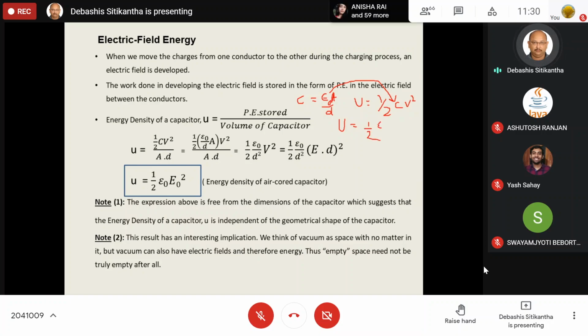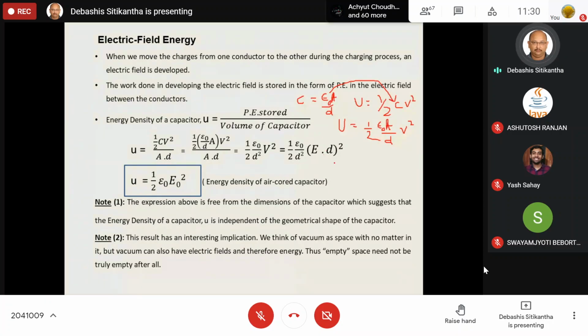In place of C, I will write epsilon 0 A by D, into V square. Right? Now V is nothing but what? It is the voltage of the capacitor.